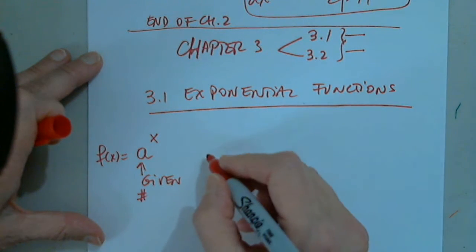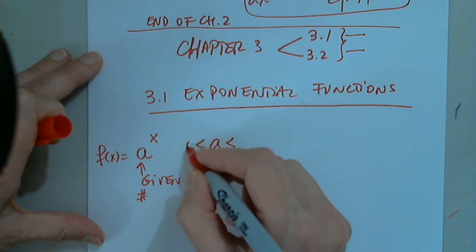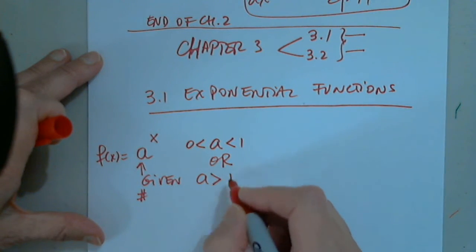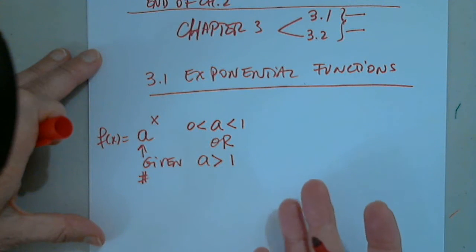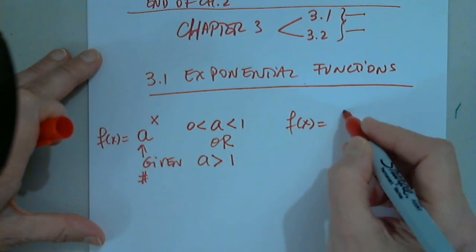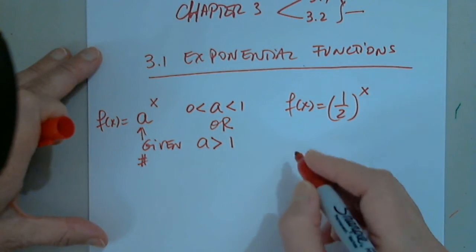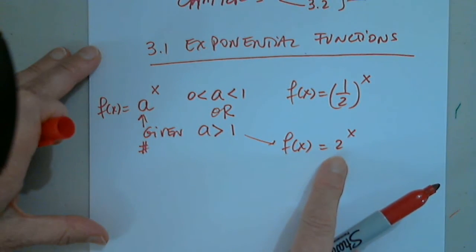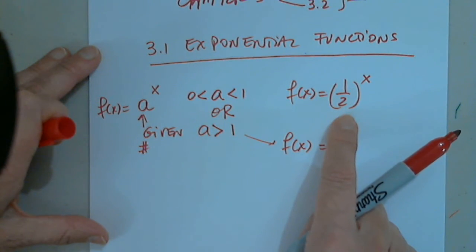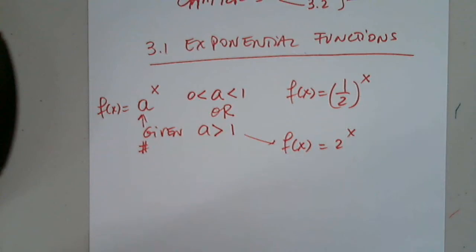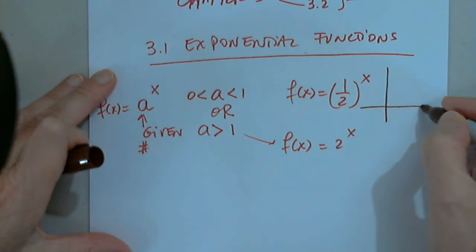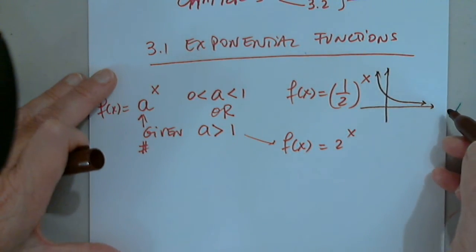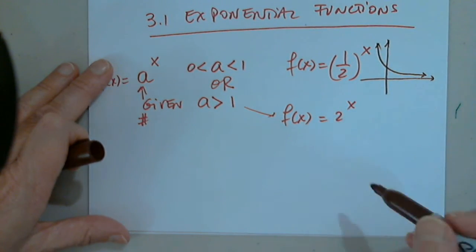What do I mean by restricted? A can be a number between 0 and 1, not 0, not 1, or A can be a number greater than 1. Of course, we have two shapes. When we have f of x, let's say, as 1/2 to the x power, and when we have f of x, let's say, 2 to the x power. This one, when the base is greater than 1, and this one when the base is somewhere between 0 and 1. And when we graph these functions with a base less than 1, we know they look like this, always decreasing.